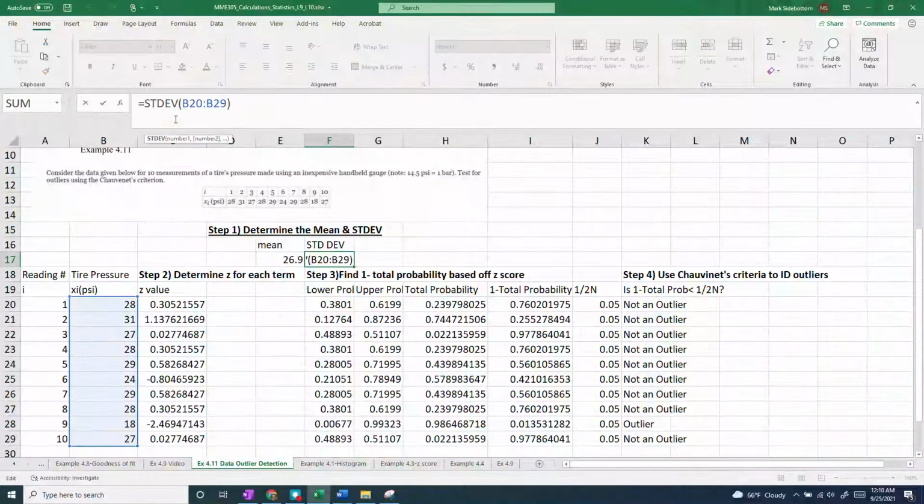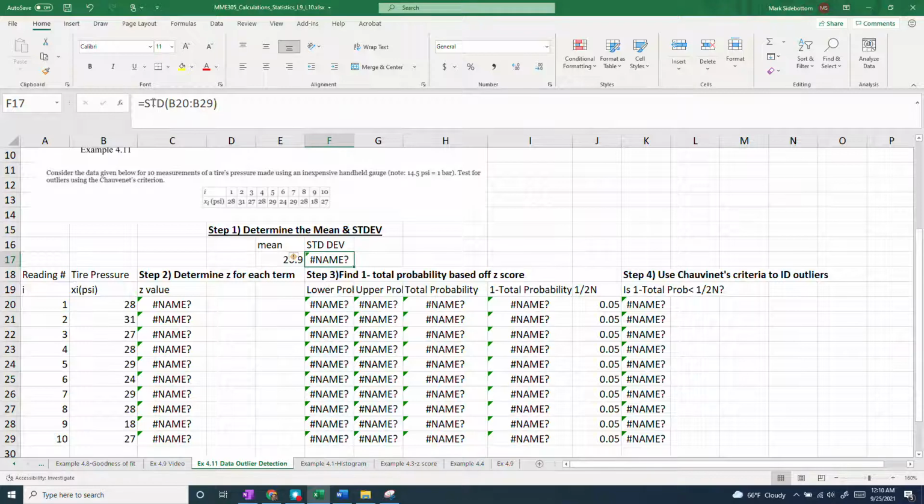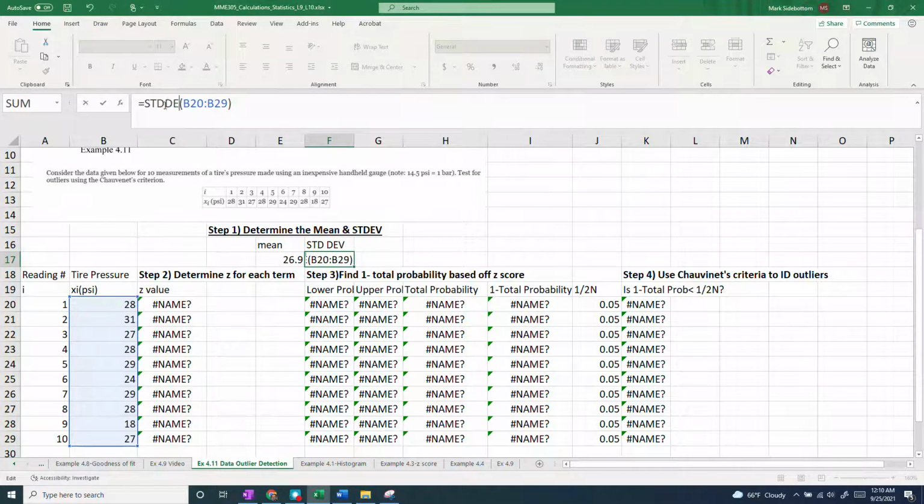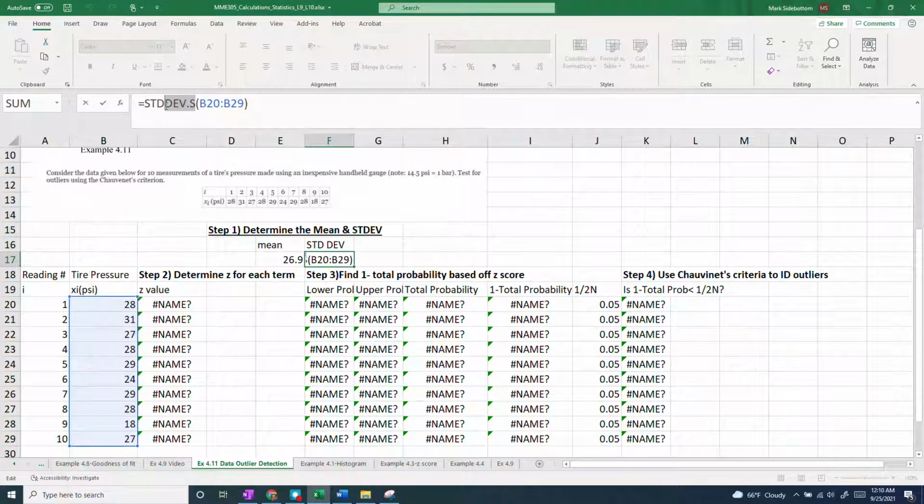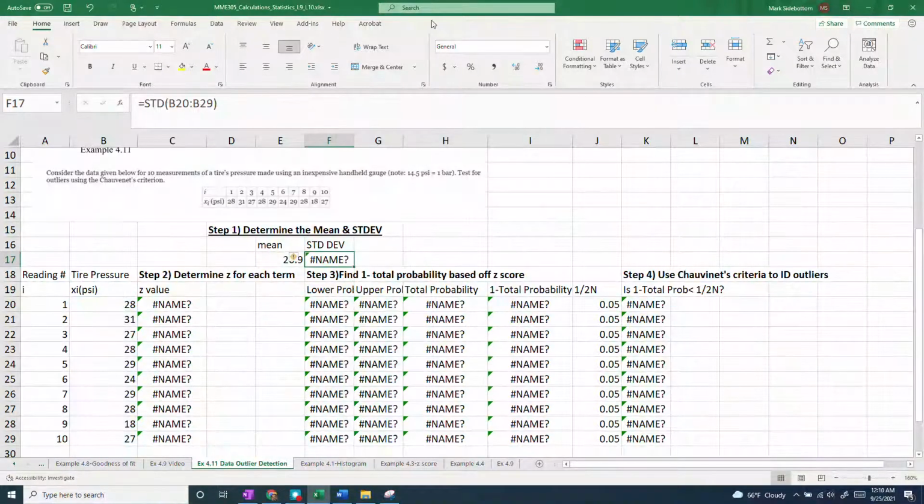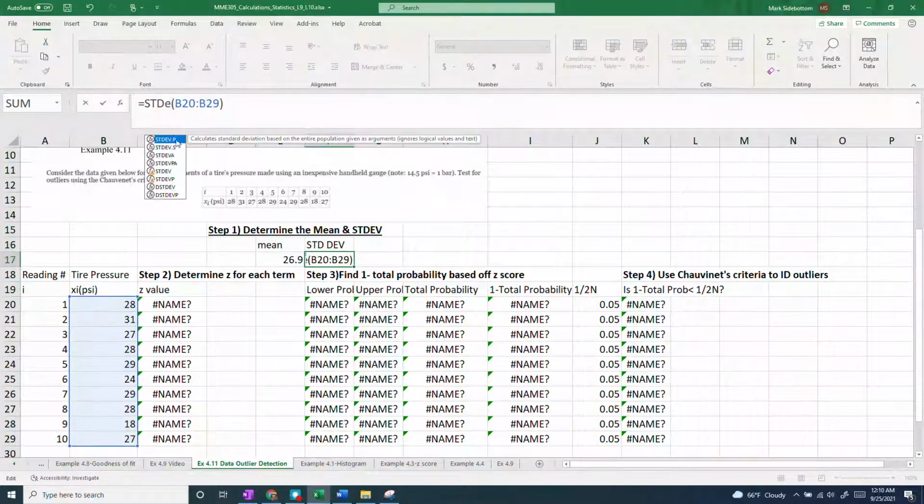Let me actually change this to standard deviation S. That's the proper one. Maybe not. Sorry, give me a second here.